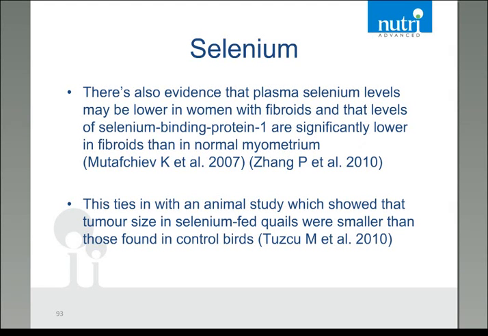There's also evidence that plasma selenium levels may be lower in women with fibroids, and that levels of selenium binding protein 1 are significantly lower in fibroids than in normal myometrium. This ties in with an animal study which showed that tumour size in selenium-fed quails was smaller than those found in control birds.